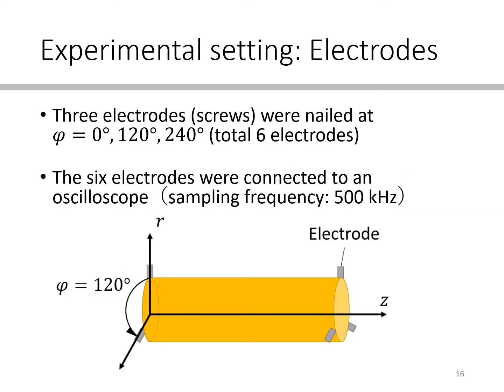This is the experiment setting for electrode. 6 screws were put on the cylinder as electrodes. 3 electrodes were nailed at a degree of 0, 120, and 240 on both sides. And the electrodes were connected to an oscilloscope.